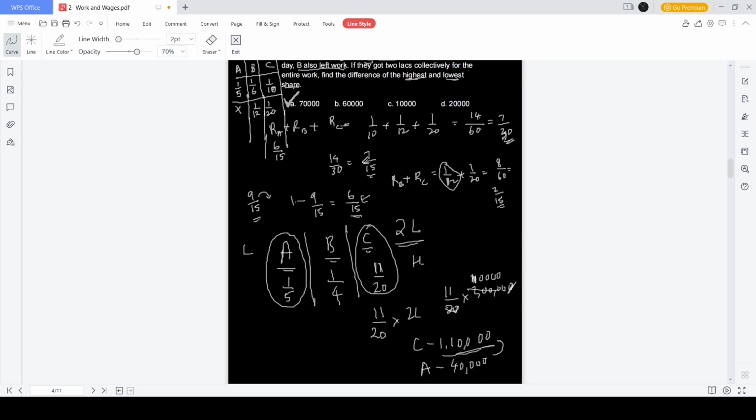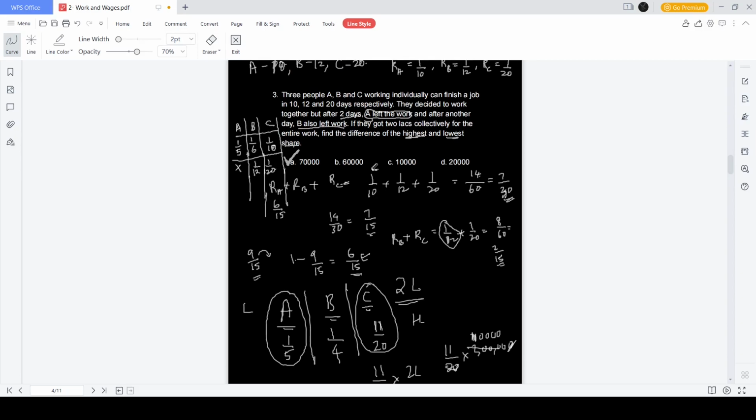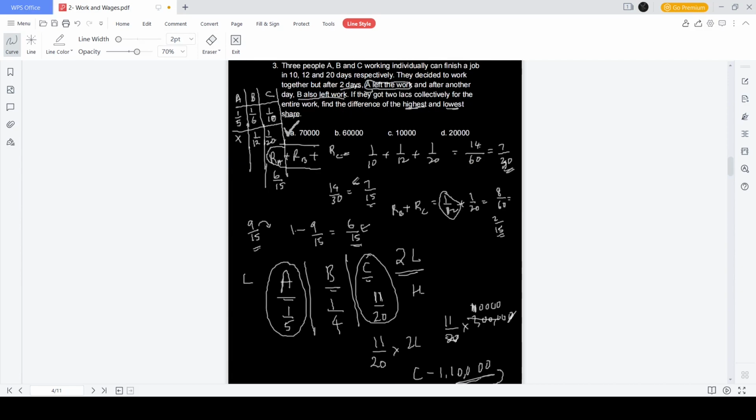This was pretty long, and we need to focus on the amount of work done and not the number of days taken. Okay, so basically C did 1/10, 1/20th, and 6/15th.